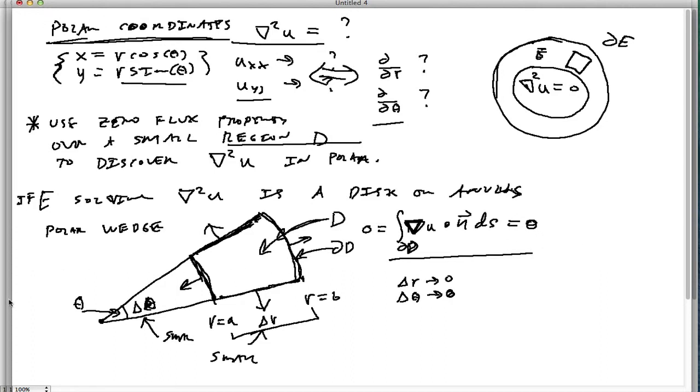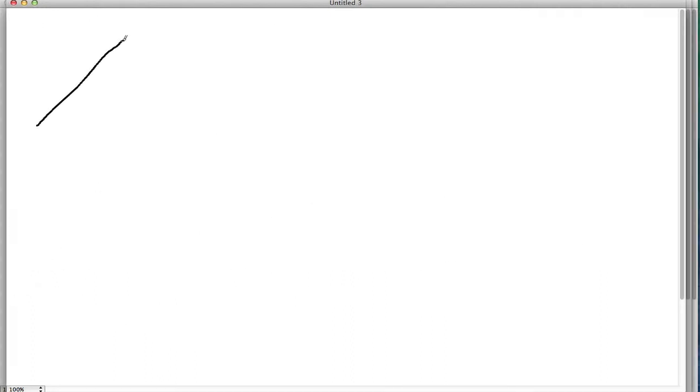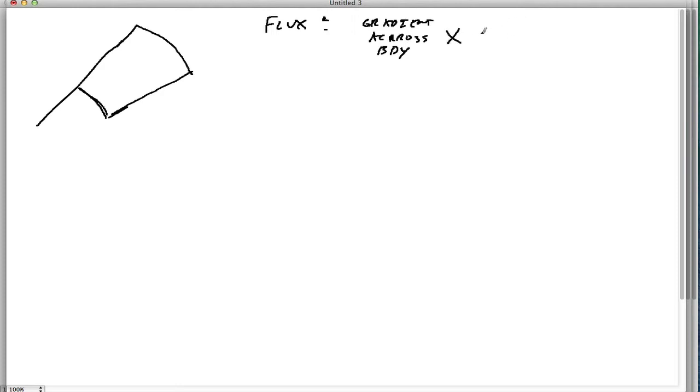Okay, so let's go to a new page. I'm going to rewrite my little annulus here. The zero-net-flux property means that, so what again is flux? Because we're talking about the Laplace equation, it's going to be the gradient across the boundary, times the length segment of the boundary.